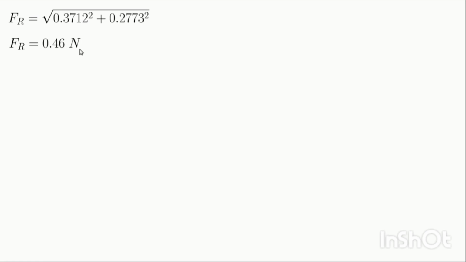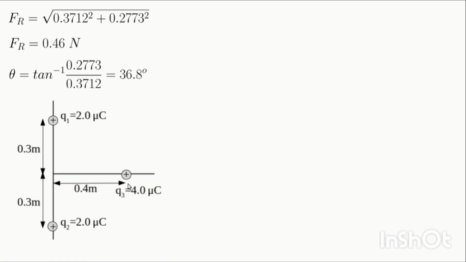So in what direction? We can use theta equal to arctan of this part over this part, and that gives us 36.8 degrees. What you notice is that this 36.8 degrees is exactly equal to the angle we computed for each of those forces, which is half of the angle, right? So what that means is that the resultant force from this one is pointing in this direction.